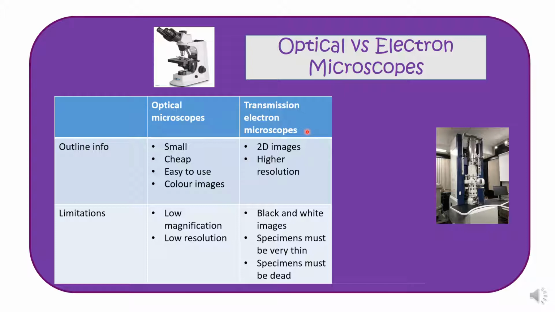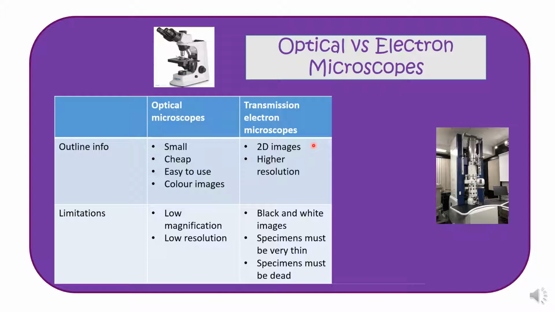Now, transmission electron microscopes give you 2D images, but they allow you to see inside the cells, so you can see the organelles from within the cells. And transmission electron microscopes have a really high resolution, so their focus is really good. Limitations are that only black and white images can be produced.